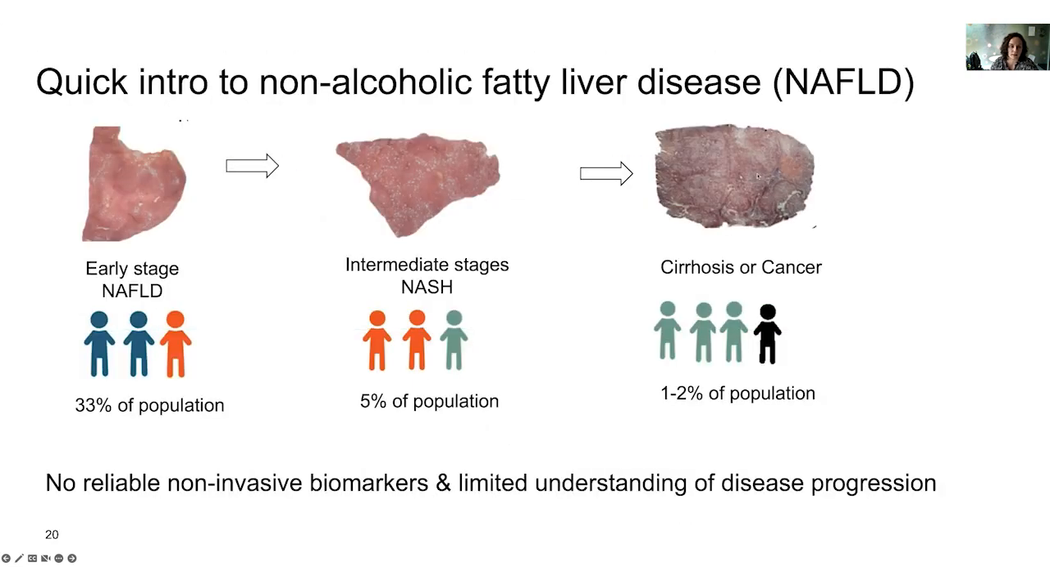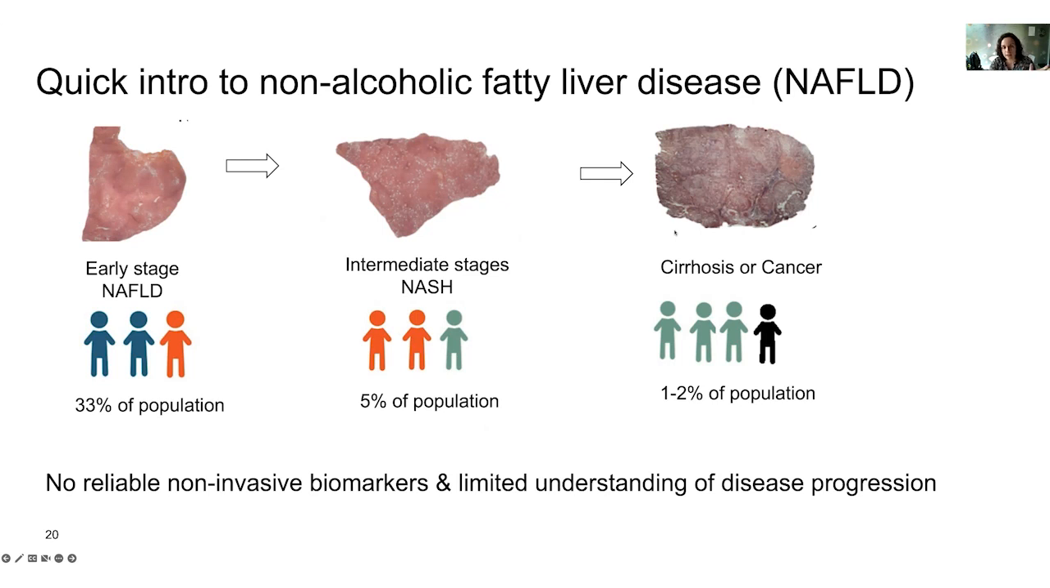Steatohepatitis, and an even smaller fraction will progress to cirrhosis or hepatocellular carcinoma, and eventually will need a transplant or may also die. This is a disease that is increasing in prevalence, and a lot of the transplants for liver are coming from patients with NAFLD. So there's an increasing need to understand how the disease progresses and whether we can target it. We also need biomarkers to identify which of these patients will proceed to the next stages.